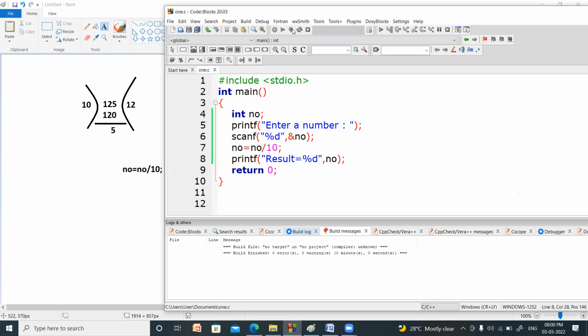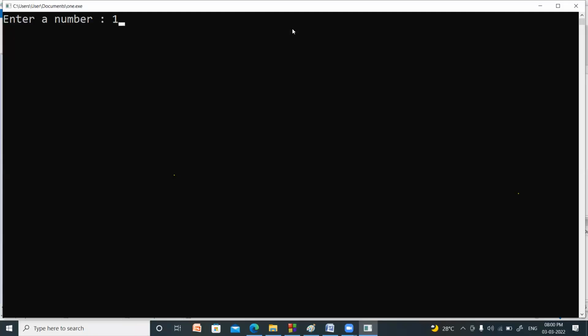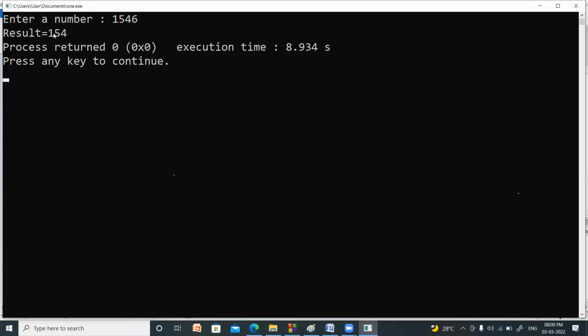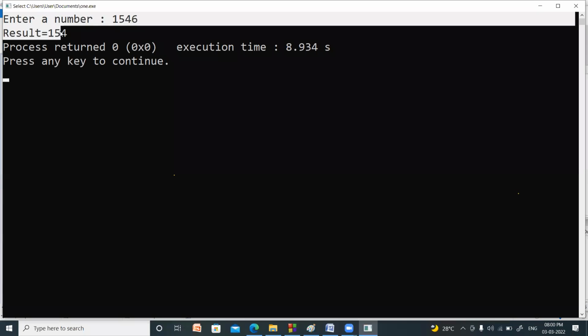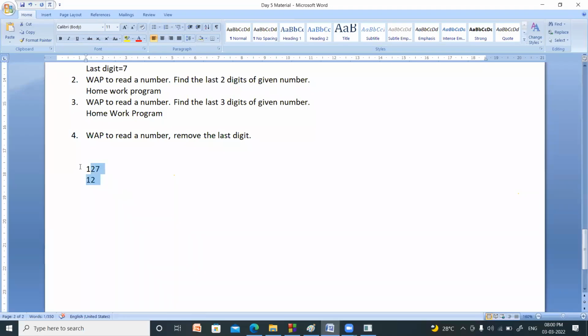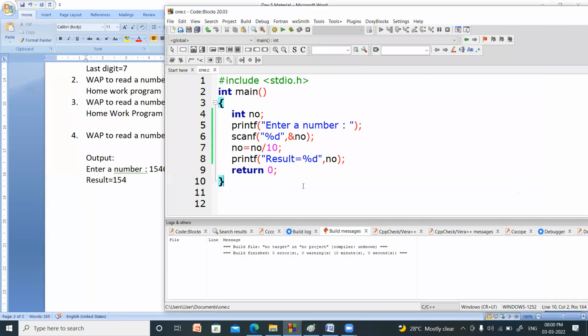Now, execute this program. My number is 1546. Now, after removing the last digit, my result is 154. Got it? In this way, we have to remove the last digit. What is the formula for that? number = number / 10. It is the formula. Right. Now, it is the program for this.